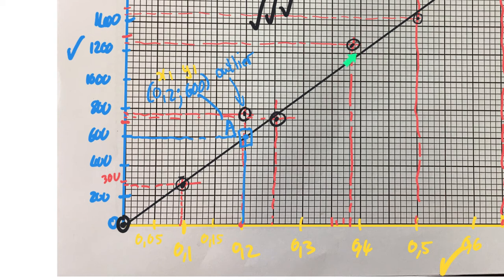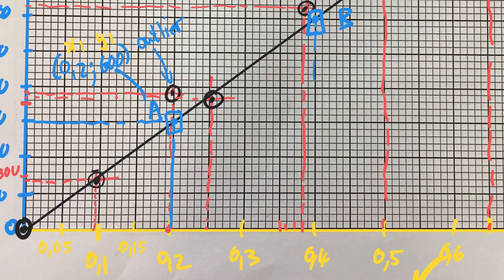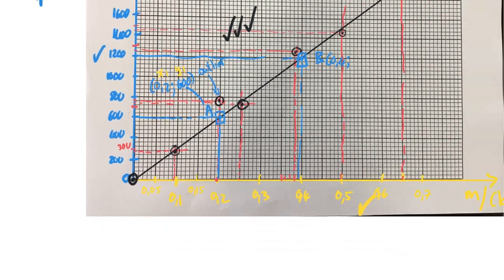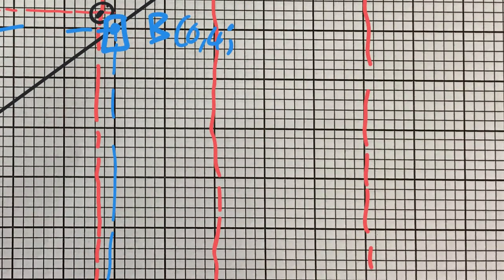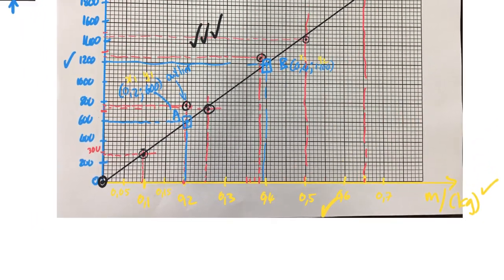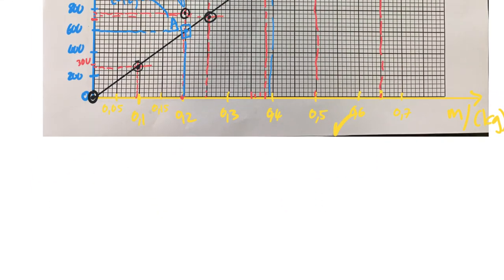Let's see if I can find another one. Yeah, there, I found another one. You could choose other points if you want. So that's point B. If I go down here, that's 0.4, and if I go along here, it's 1,200. So 0.4 and 1,200, and this is x2 and this is y2. So we have those 2 points, A and B, and we are going to use them now in order to find the average gravitational constant.